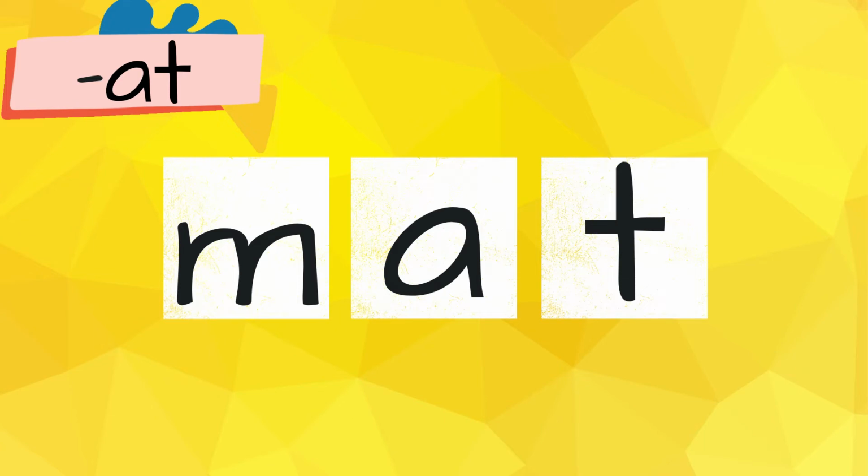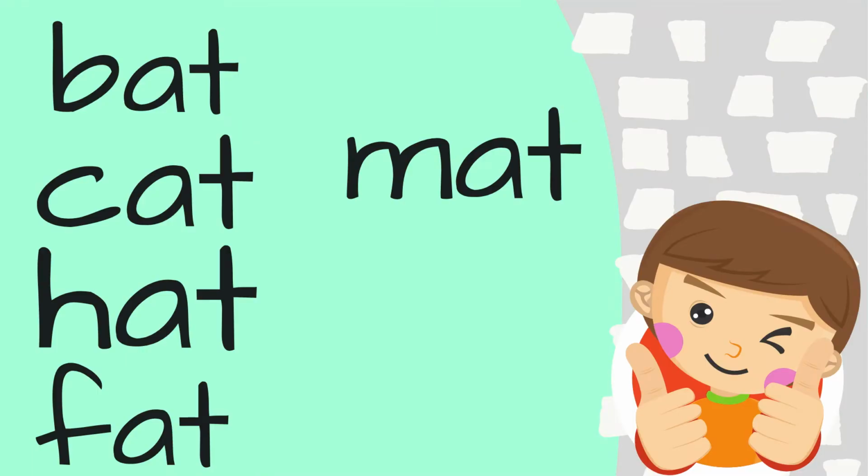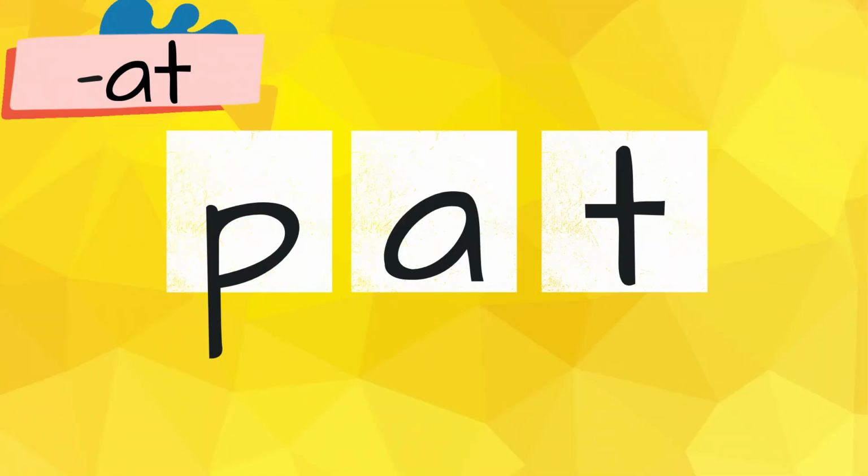Here's the next word. M-a-t. Mat. Let us read aloud the words. Bat, cat, hat, fat, mat. Say it again. Bat, cat, hat, fat, mat. You are doing well.